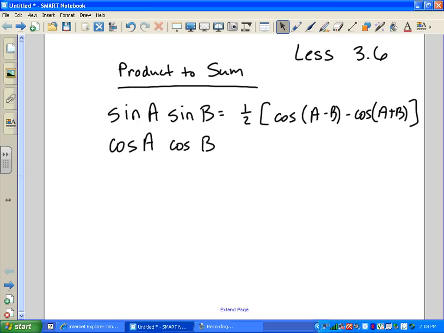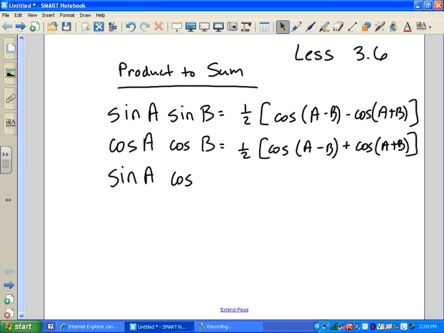Now this one's a little different. This one's got 1/2 times the cosine of A minus B, and now this one says plus instead: the cosine of A plus B. Okay, and then you have ones where we're going to change them. So we're going to do sine A times cosine B, and this one is equal to 1/2 times the sine of A plus B plus the sine of A minus B.